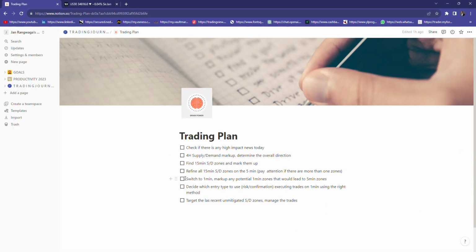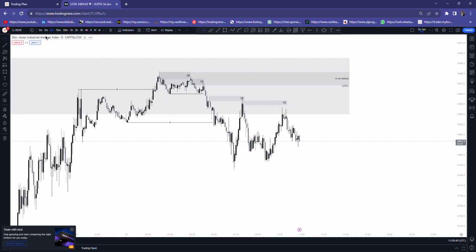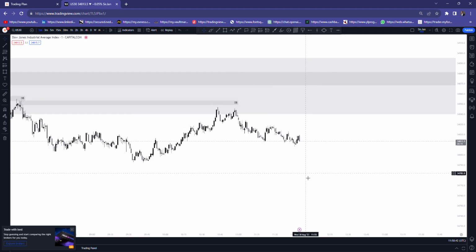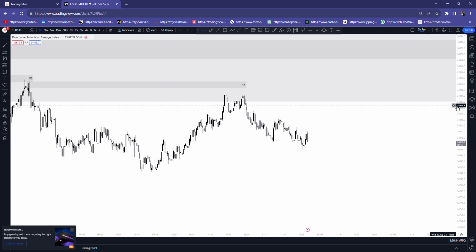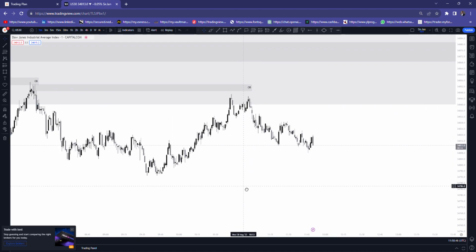Then we took the 5 minutes. Once the 5 minutes is refined, then switch to 1 minute. Mark up any potential 1 minute zone that would lead to 5 minute zones. Okay, let's go to 1 minute. 1 minute zones will lead to 5 minute zones.